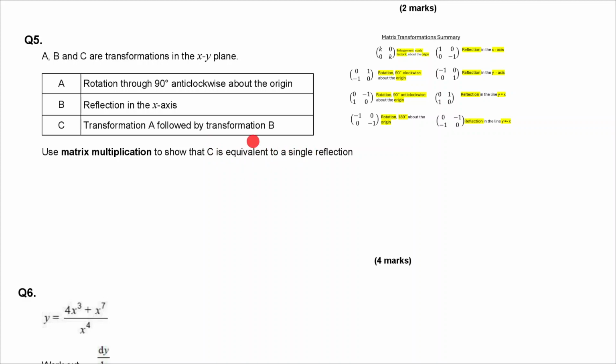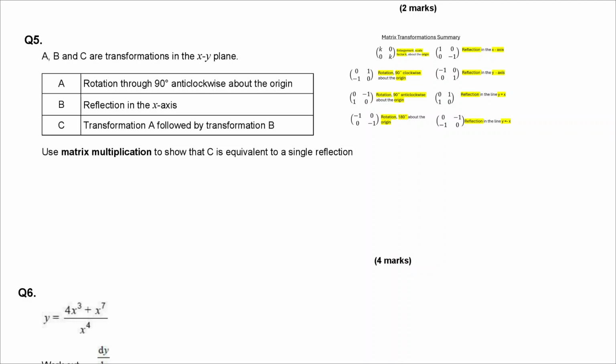So you've got A followed by B, and then C is the transformation A followed by B. So what you're really saying is A and B is the same thing as just doing C straight away, and it's saying show that C is a single reflection. So it's going to be one of these ones over here. Now again, if you just know off by heart that a rotation of 90 degrees anti-clockwise is this matrix, that's going to make your life a lot easier.